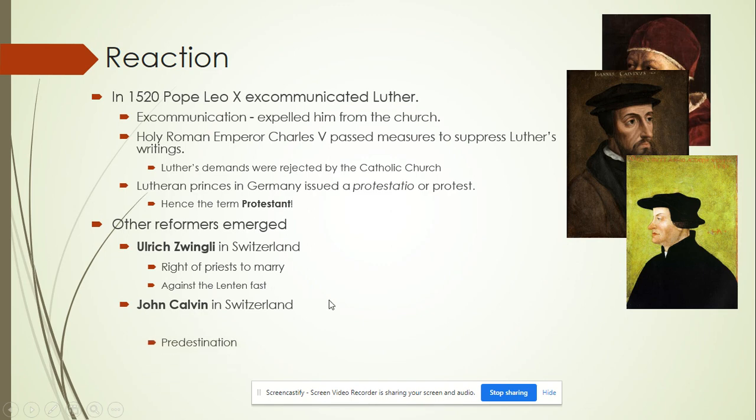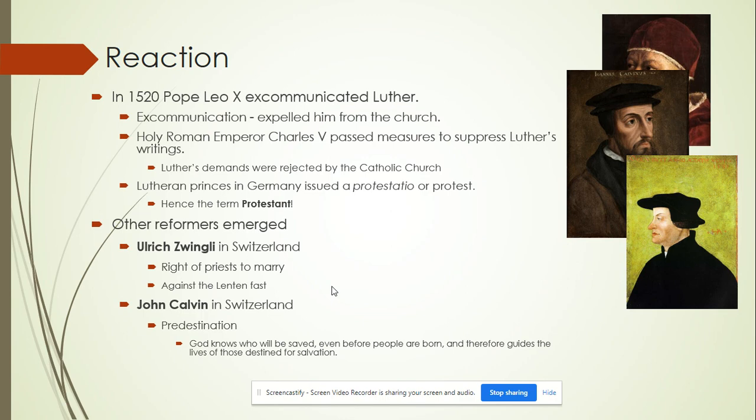John Calvin, Calvinists also in Switzerland, he believes in predestination, which is the idea that when you are born, you are predestined. You are either chosen by God or you are not. Predestination. The Catholic teachings are that good works are what get you into heaven. John Calvin says no. God knows who will be saved ahead of time, even before people are born, and therefore guides the lives of those predestined to salvation.